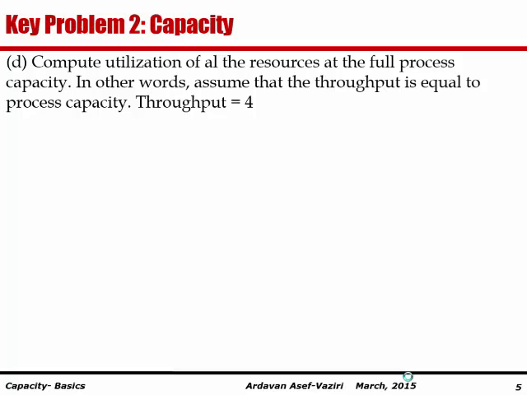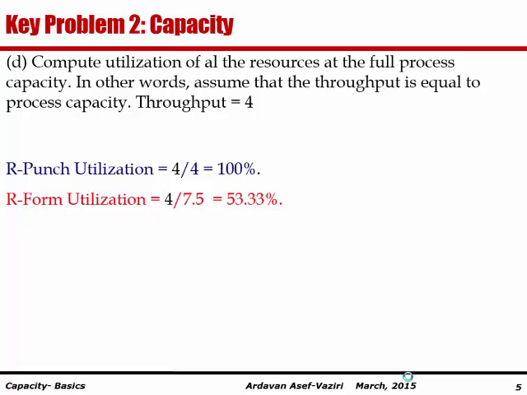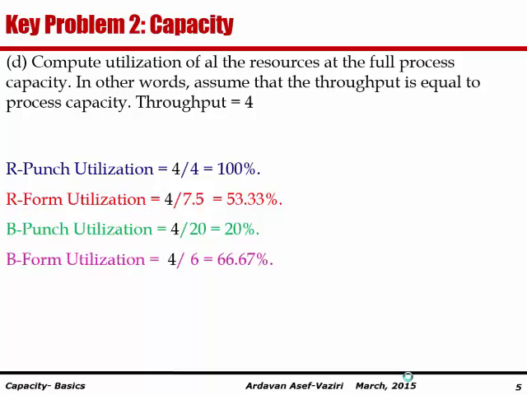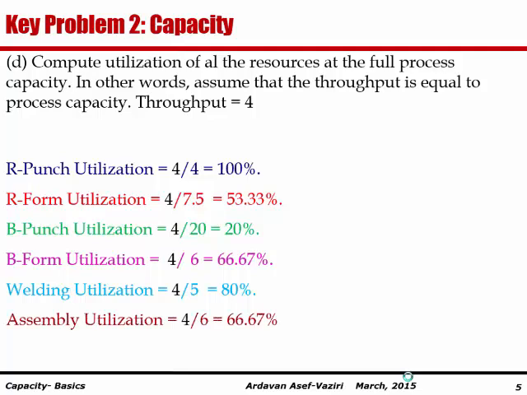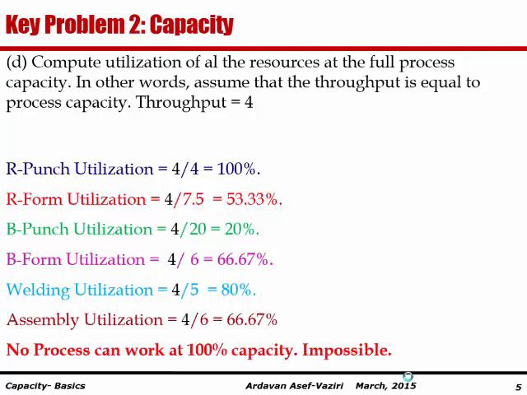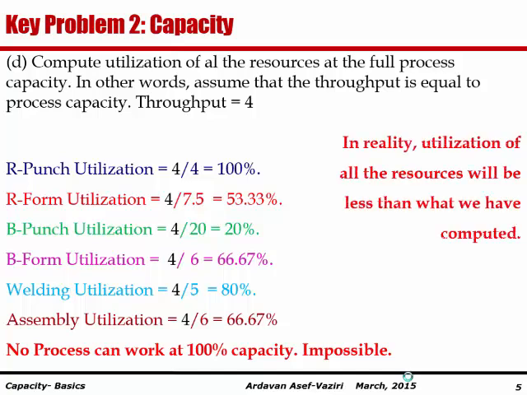So if the process is working at 100% capacity, for the R punch, utilization is R divided by RP, 4 divided by 4, 100%. R form, 4 divided by 7.5, 53 point something percent. B punch, 4 divided by 20, 20%. B form, 67%. Welding, 80%. Assembly, 67%. But no process can perform at 100% capacity.